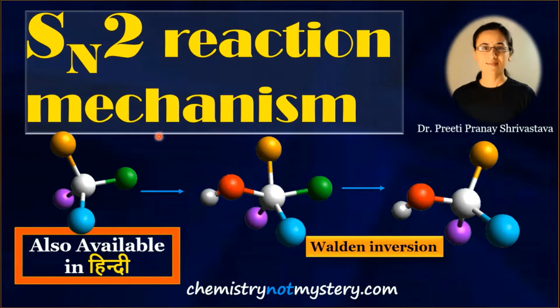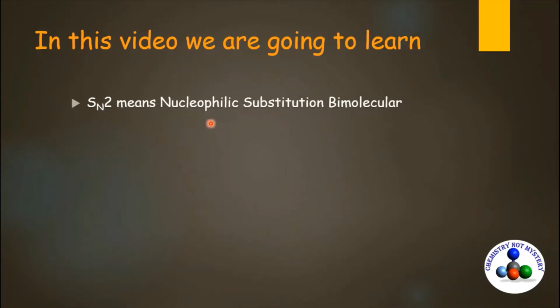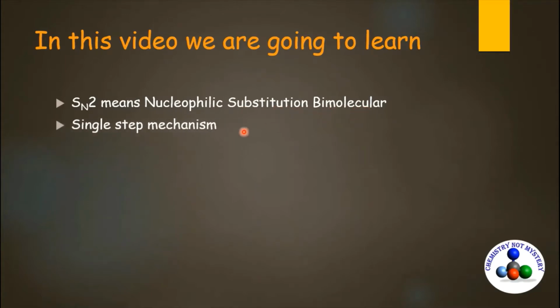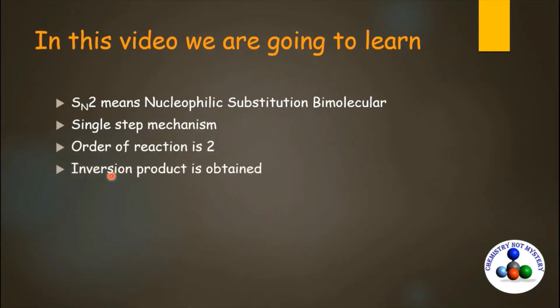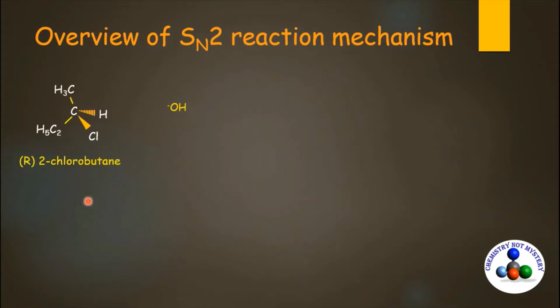So today we are going to study SN2 reaction mechanism. SN2 means nucleophilic substitution bimolecular. It is a single step mechanism and the order of reaction is 2. As a result of this, you will get inversion product. We are going to discuss all these points in detail in this video, and we are also going to discuss what is Walden inversion. First, take an overview of SN2 reaction mechanism.